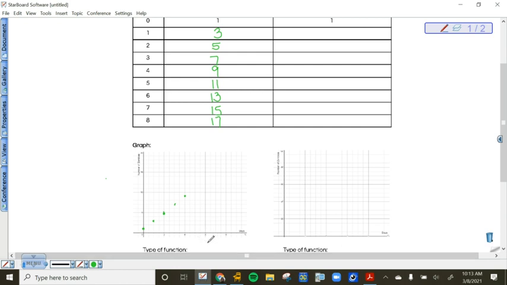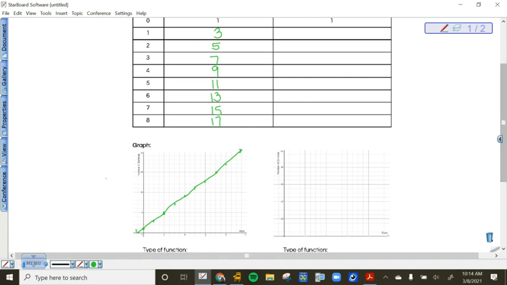So we should all be plotting these points. On the fifth day, I am at 11. On the sixth day, I'm at 13. The seventh day, I'm at 15. And on the 8th day, I'm at 17. Right? Okay, and what kind of shape does that make if we connect those points? Yeah, it's just a line, right?